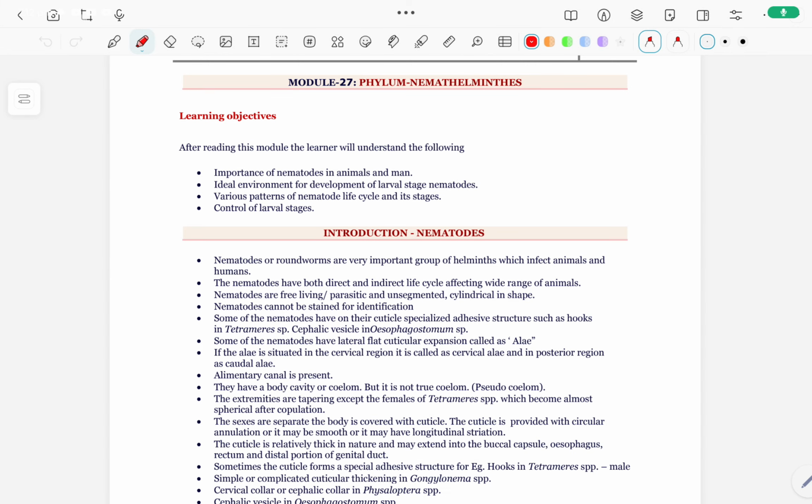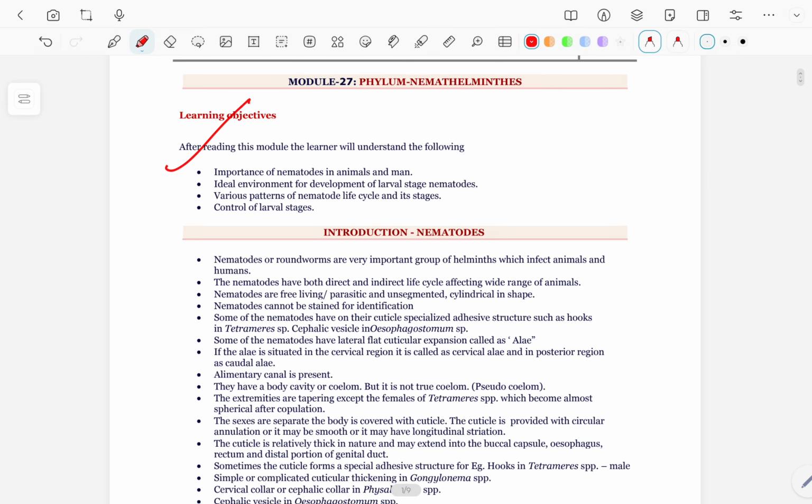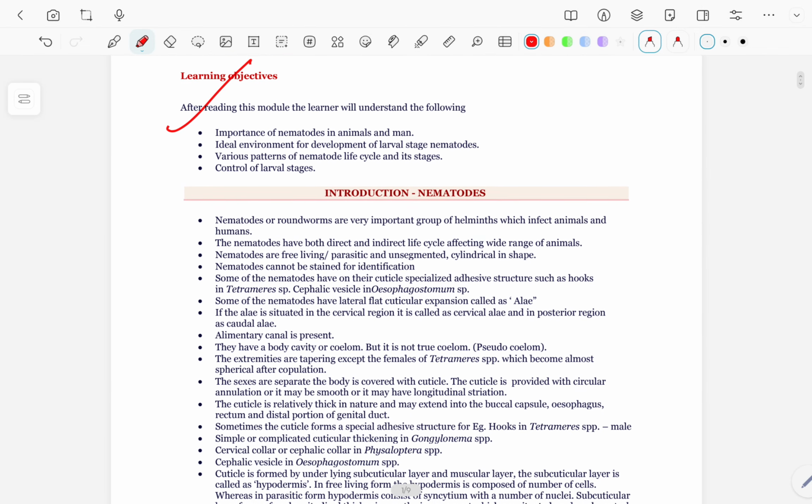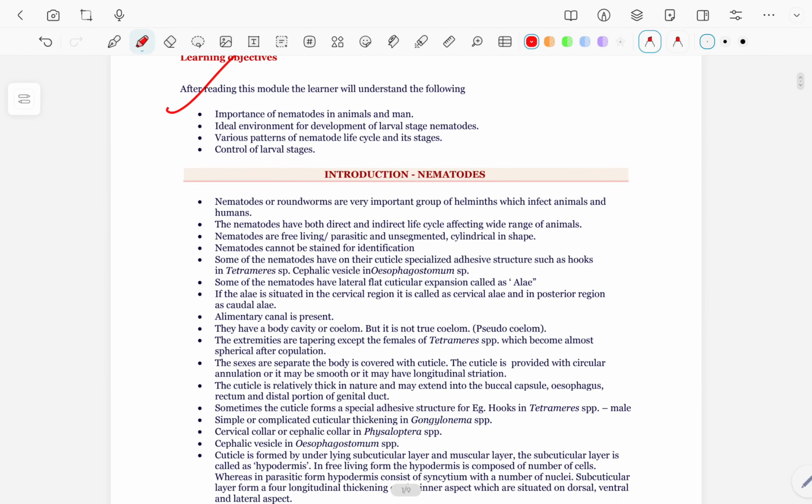Module 27: Phylum Nemathelminthes. Learning objective. After reading this module, the learner will understand the following: importance of nematodes in animals and man, ideal environment for development of larval stage nematodes, various patterns of nematode life cycle and its stages, control of larval stage.